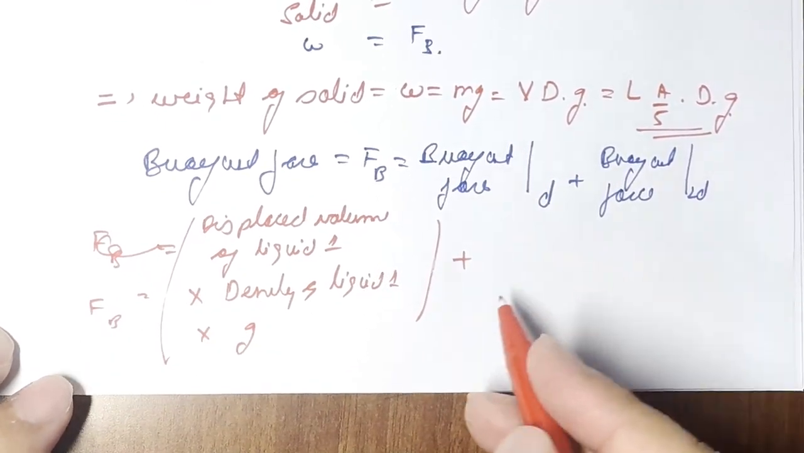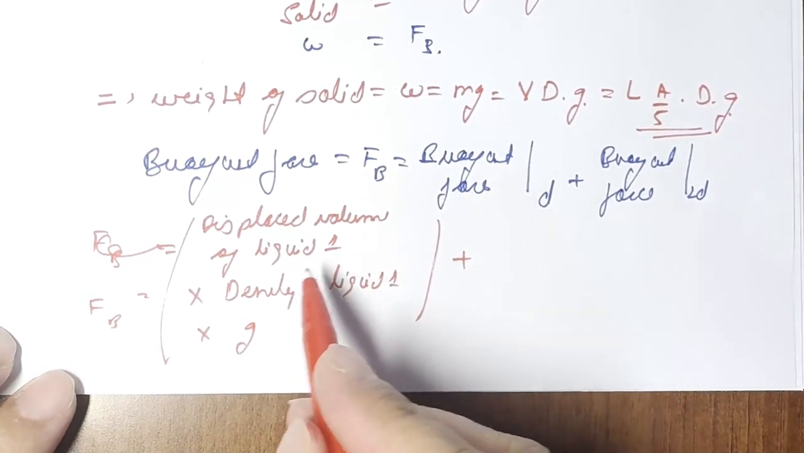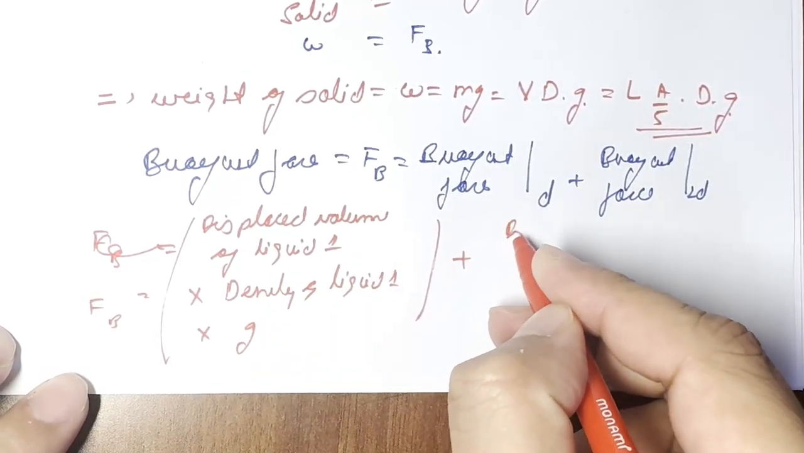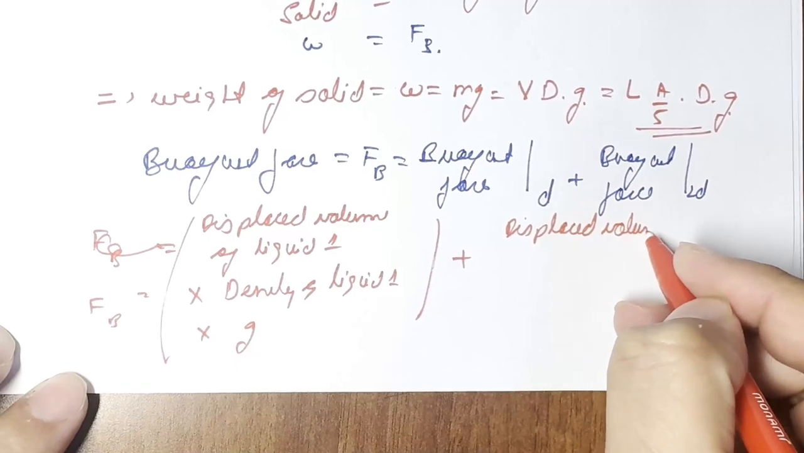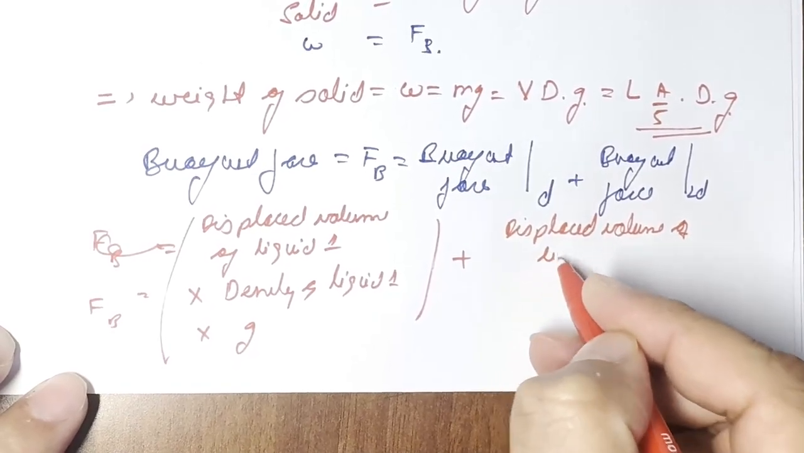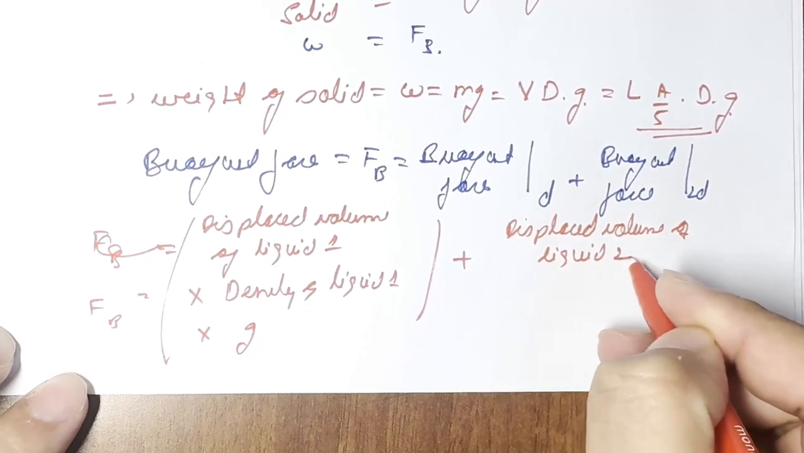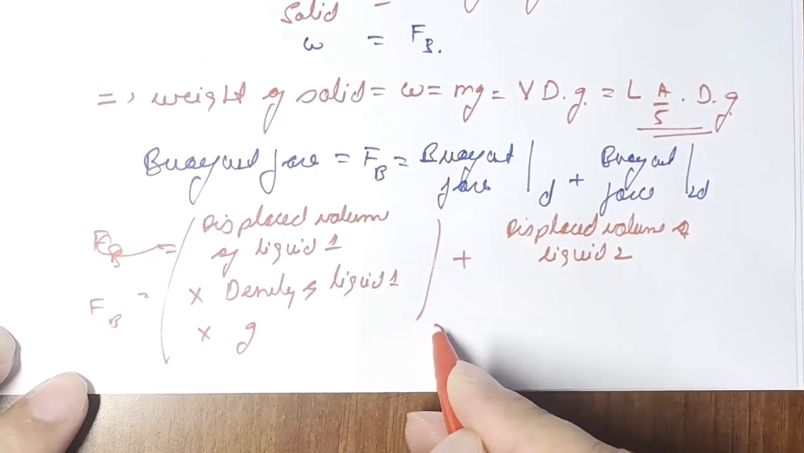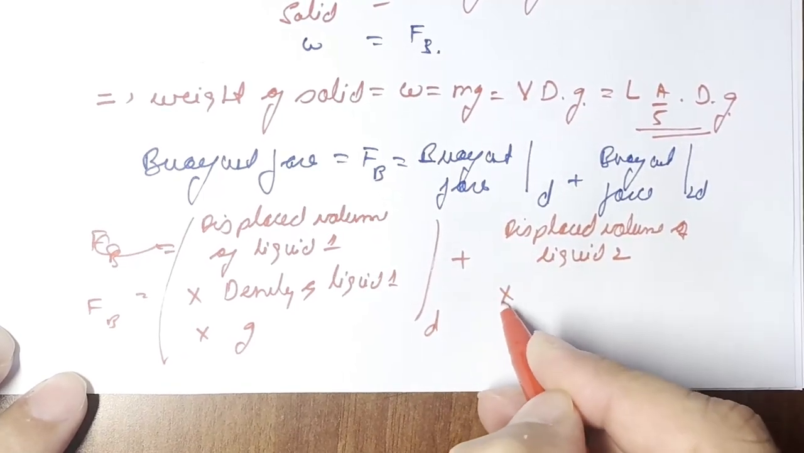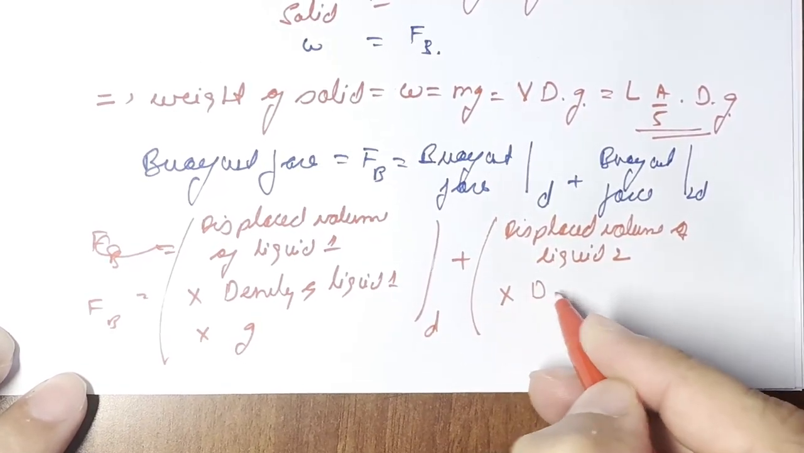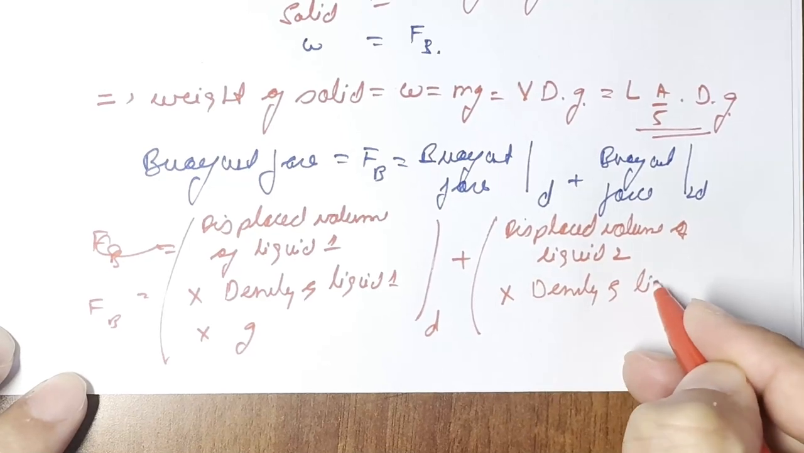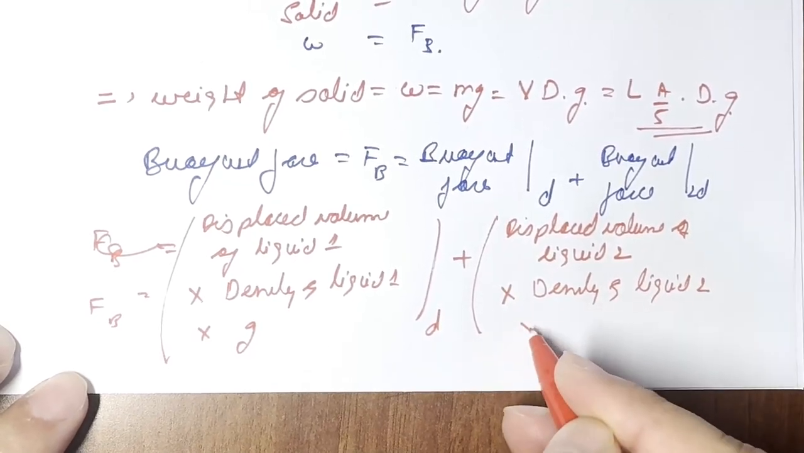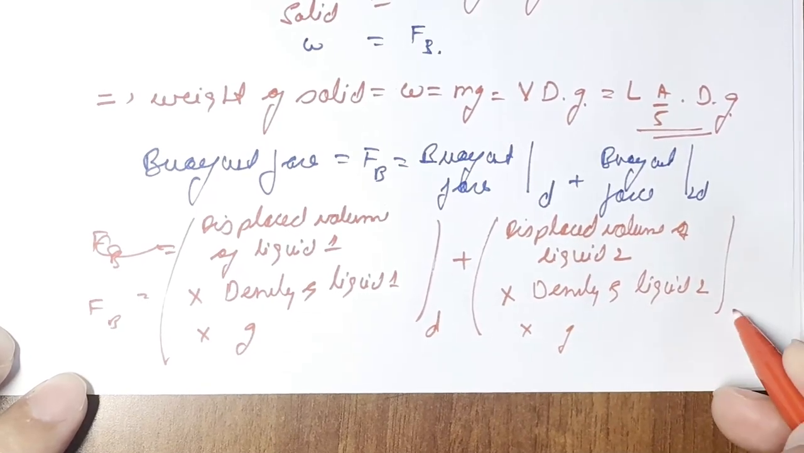plus we have displaced volume of liquid 2 multiplied by density of liquid 2 multiplied by g, and this is for density 2D.